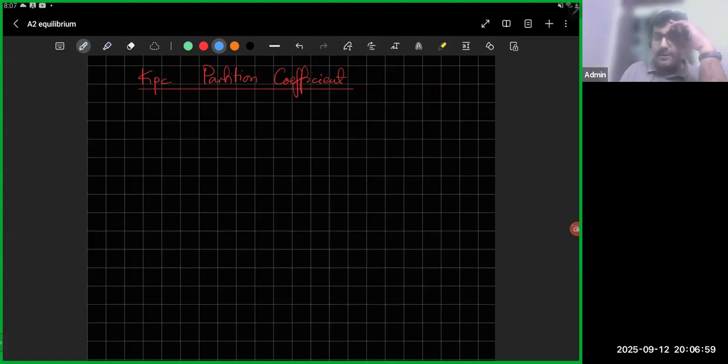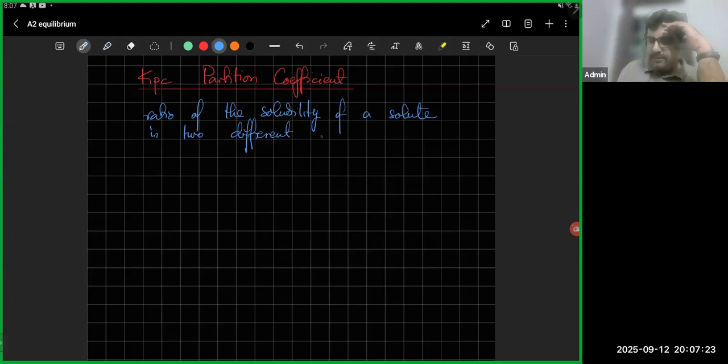So first thing, they're going to ask you what the partition coefficient is. It's the ratio of the solubility of a solute in two different immiscible solvents. Immiscible means not mixing with each other. So this is the technical definition that you're going to write.